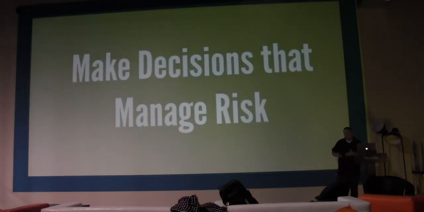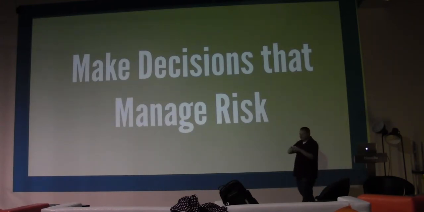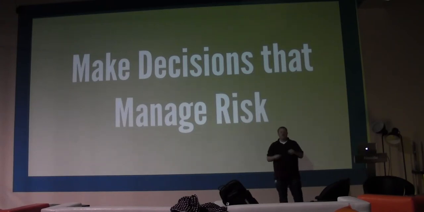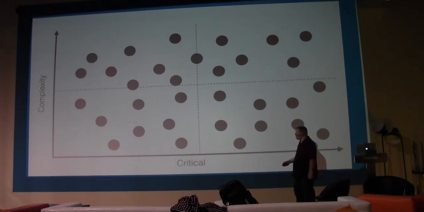And so, the decisions you want to make are decisions that manage your risk. So if you were to take, let's say you have a project and you split it up into tasks, stories, whatever you want to call them, and say, these are all the things that we need to build to ship this feature. I would say what you want to do is plot them on a graph, mentally or physically, however you want, by how critical a piece is to the infrastructure.